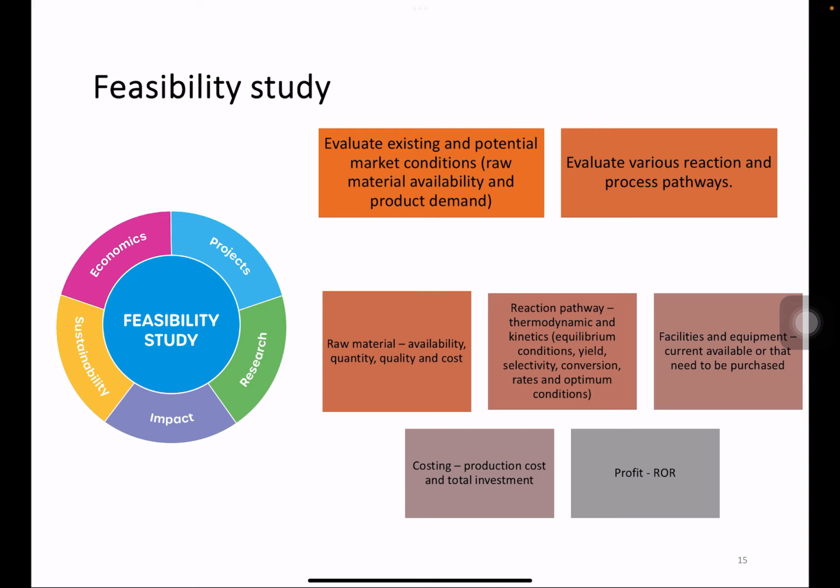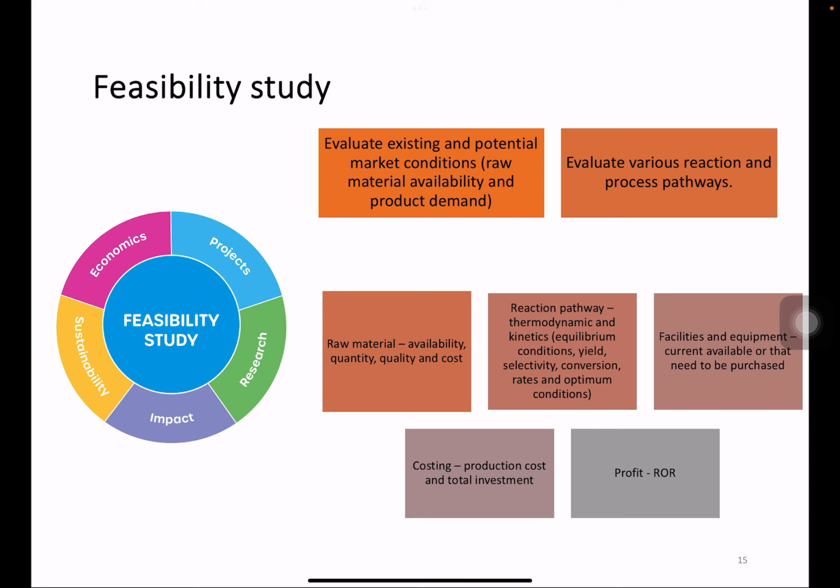So the feasibility study takes into account the sustainability aspect, which is your economics, what projects you are doing, what is the research behind it, and how it impacts the environment and society. So you need to do a detailed study on your plan or the product that you want to produce. What are the key operations that you need to do in a feasibility study?